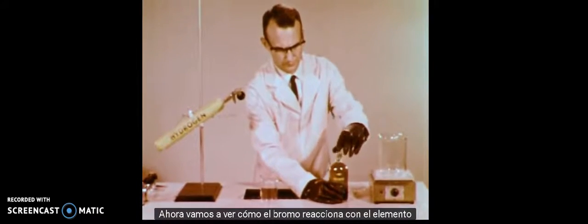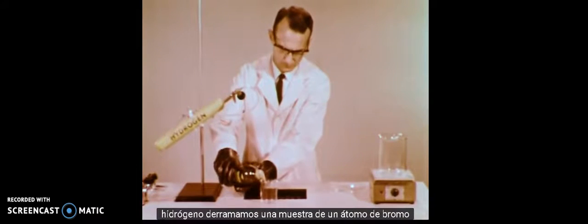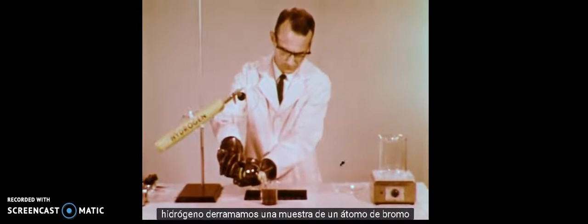Now let's see how bromine reacts with the element hydrogen. We pour out a sample of bromine. Since we will be dealing with gaseous, not liquid bromine in this experiment, we can dispense with the gloves. A large beaker is heated so that when bromine is poured into it, the liquid vaporizes and fills the beaker with gaseous bromine.